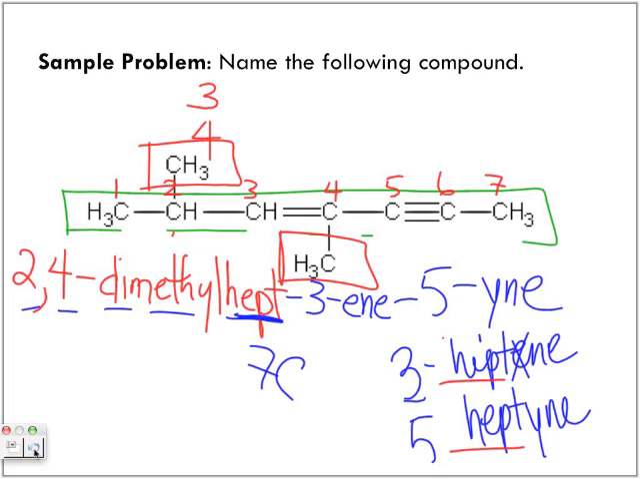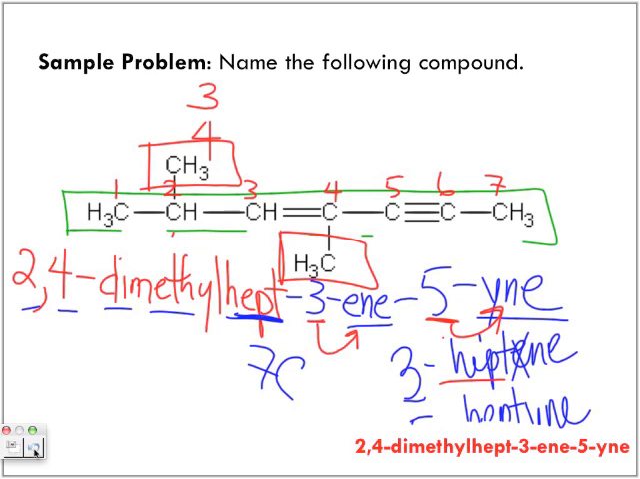And now, how do we rewrite the rest? Well, we've got to show ene, and we've got to show ine. Right? We do it in alphabetical order. The ene first, and then the ine. And then this number here is just going to tell us what carbon this double bond is located on. What carbon is this triple bond located on? So the name, just for argument's sake, let's clean it up here and show it to you. It's a 2,4 dimethyl hept, 3 ene, 5 ine.